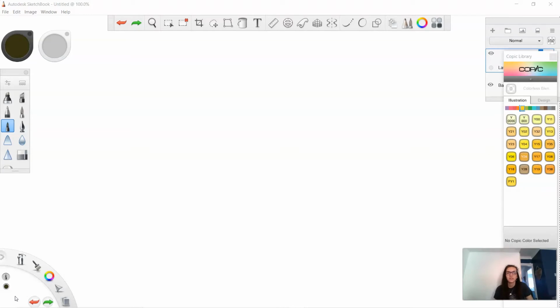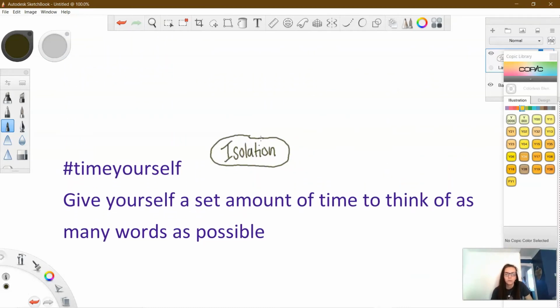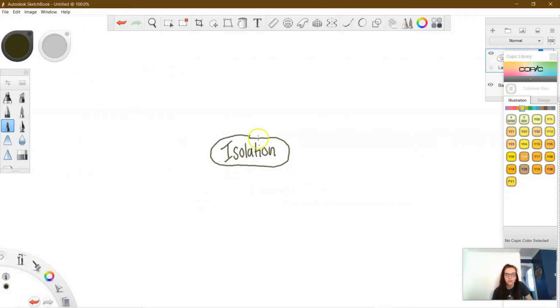Now, these are not the only ideas. There are so many more that you can have. This is just how I like to start my contexts. So I would start it off with writing my context in the middle of my page. Now I have this, I'm now going to play the word association game, and I'm going to try and think, without really thinking too much, all of the words that pop into my head when I think about the word isolation.